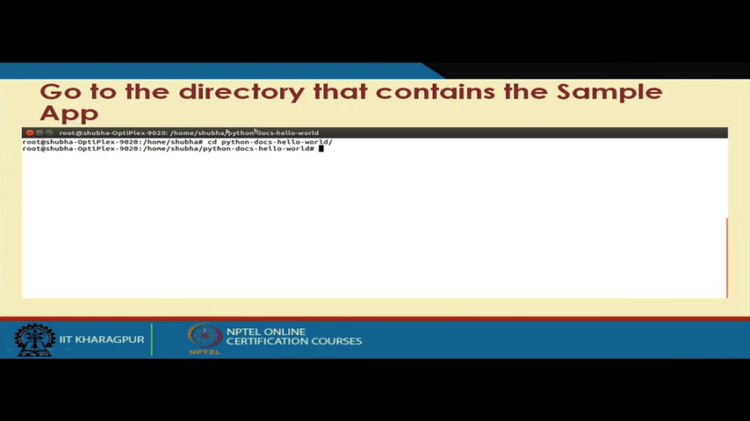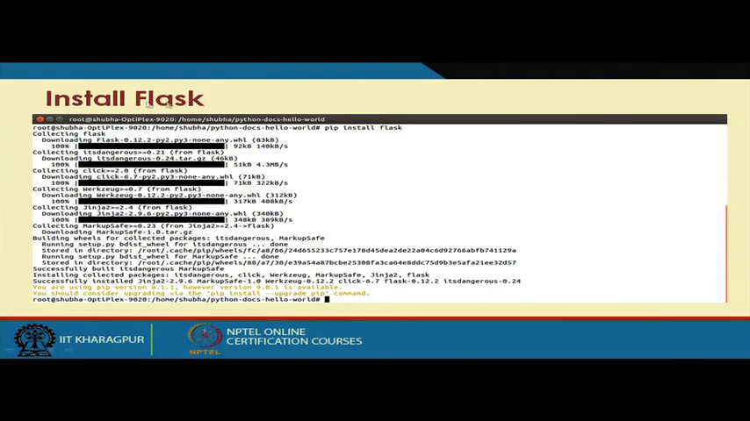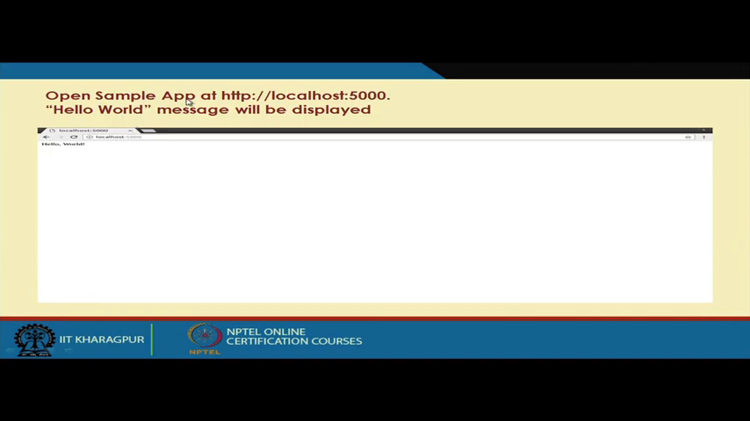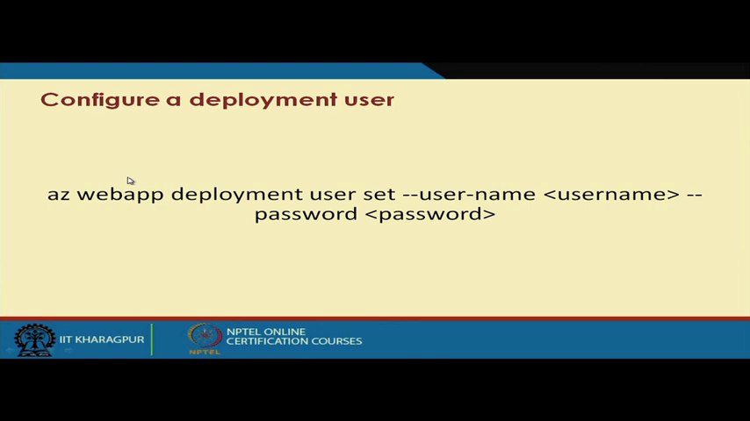So, go to the directory that contains the downloaded sample app in your local directory, and then install Flask. Run the app locally and check whether it is running locally. Open the app locally on port 5000, and a hello world message will be displayed that you can test. Then configure a deployment user using the command that he will show you.